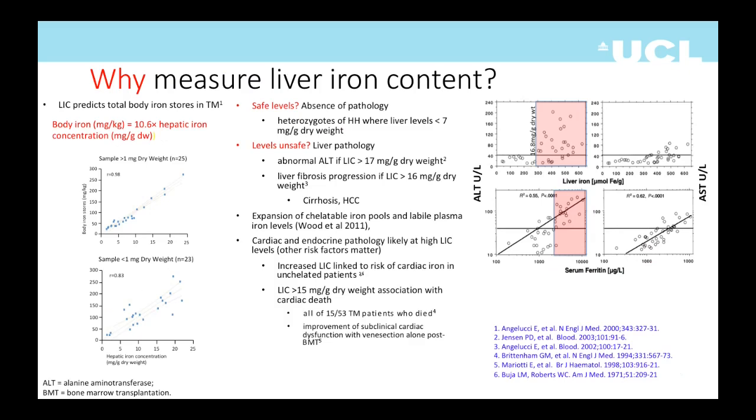So why would we measure the liver iron? From the iron overload perspective, the most important aspect is, and it's been known for over 22 years now, that liver iron predicts or tracks the total body iron stores. And we know this from brilliant work by Angelucci, who correlated biopsy liver iron with total amount of iron removed from patients via phlebotomy.